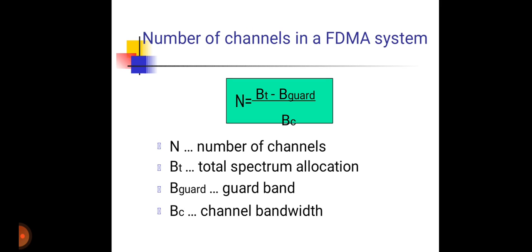Now, we will see the number of channels in an FDMA system. This is the equation: N equals (BT minus B guard) divided by BC, where N is the number of channels, BT is the total spectrum allocation, B guard is the guard band, and BC is the channel bandwidth.